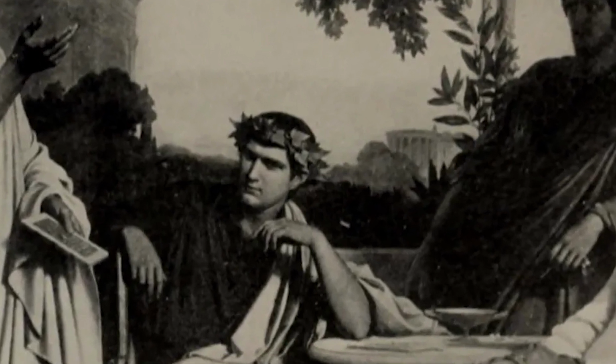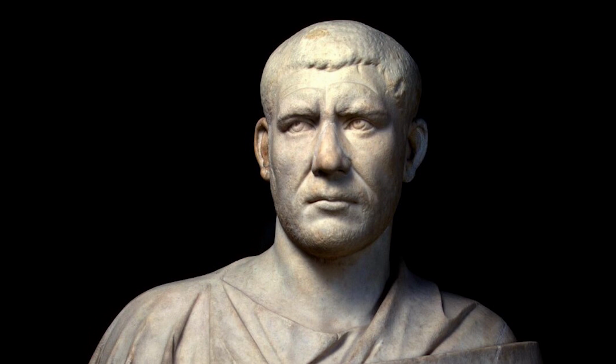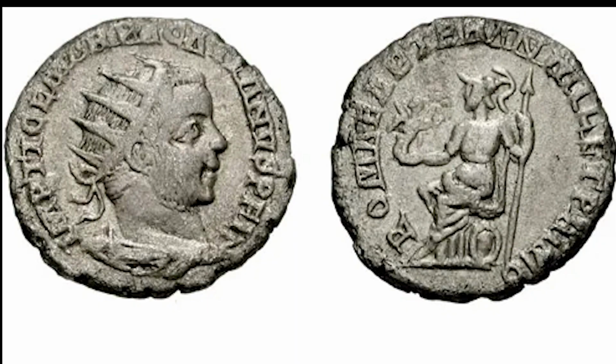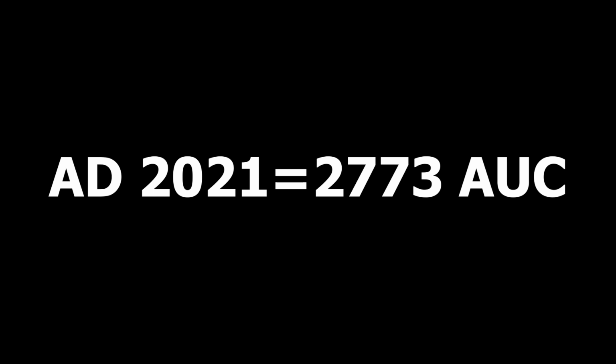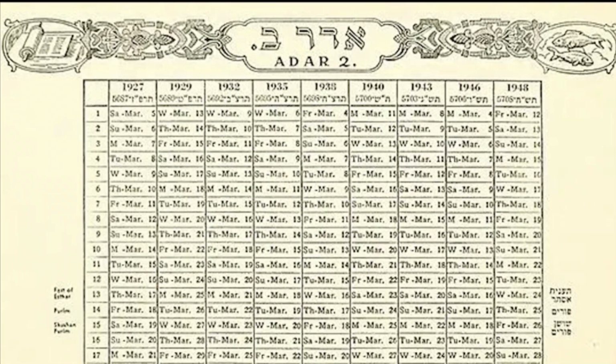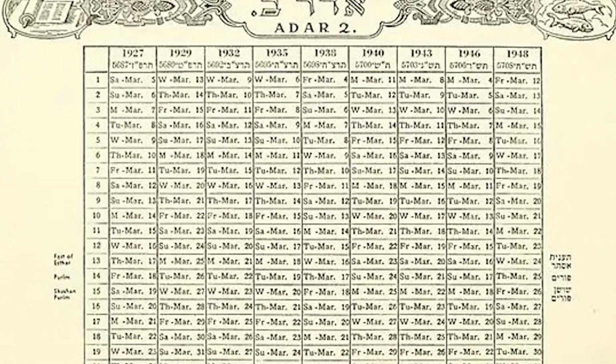This system was widespread enough that the Roman Emperor Philip the Arab celebrated Rome's millennium in the year 248 CE. That year marked the year 1000 AUC, an entire millennium since Rome's foundation. Emperor Philip marked the occasion with feasts and especially minted coins. The current year, AD 2021, in this system would be 2773 AUC.